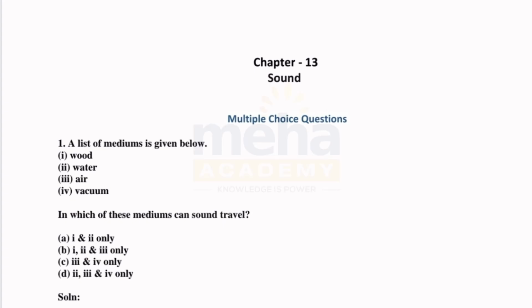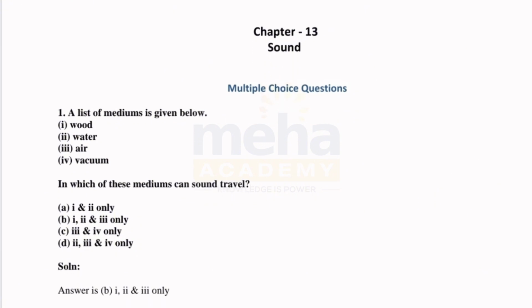In this chapter, sound, we will see the important questions of the sound chapter. We'll do some MCQs followed by short answers and long answers.